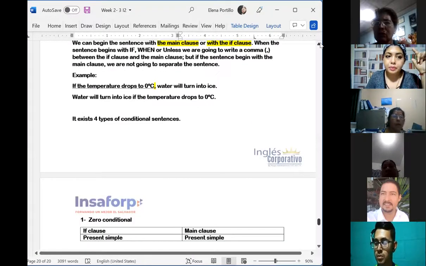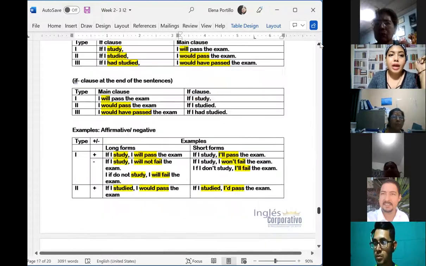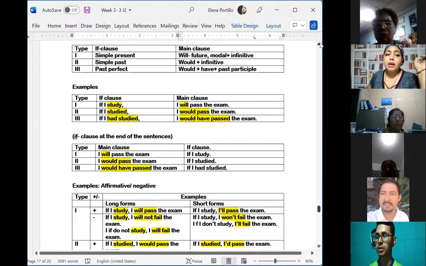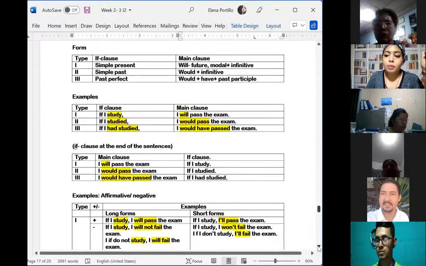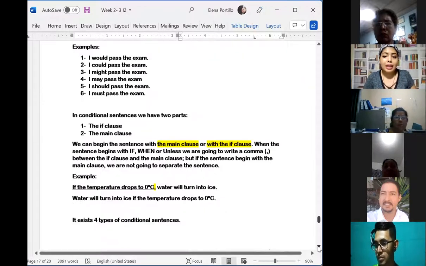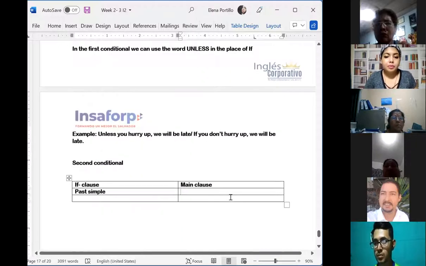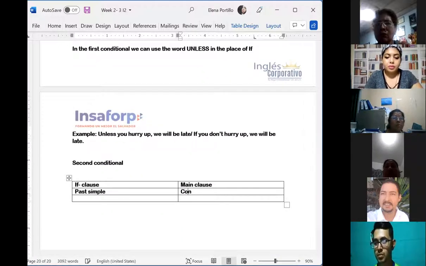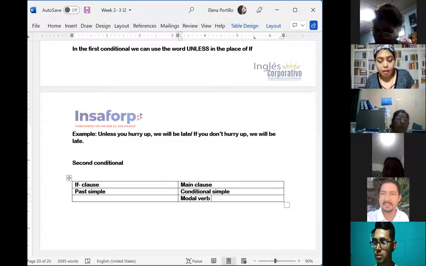So let's see. For type number two, we have simple past and will plus infinitive, right? We have will plus infinitive for the main clause. So in this case, we are going to write it like this: conditional simple, or modal verb. Remember that we are going to use the will.